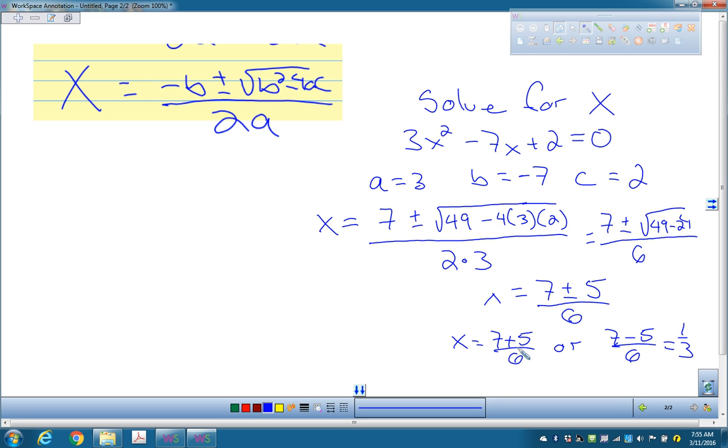In the other case, what do you get? What's that equal to? 2. Okay, so that's how you use the quadratic formula.